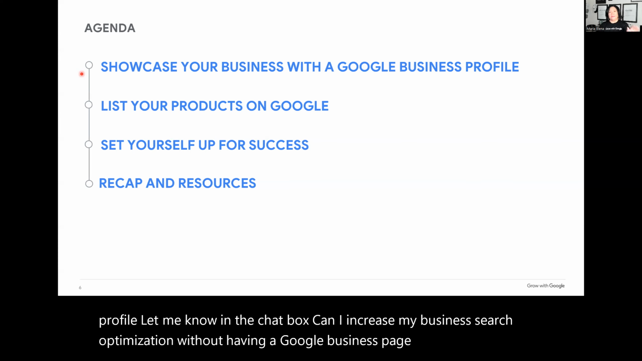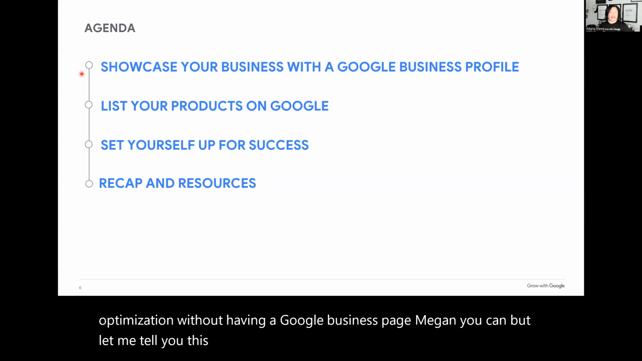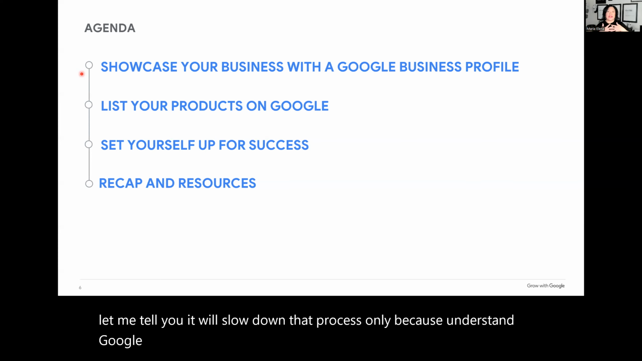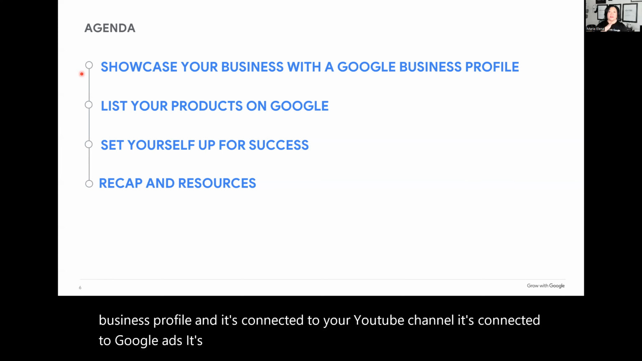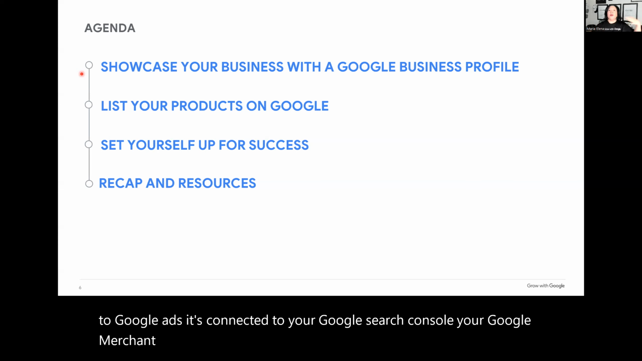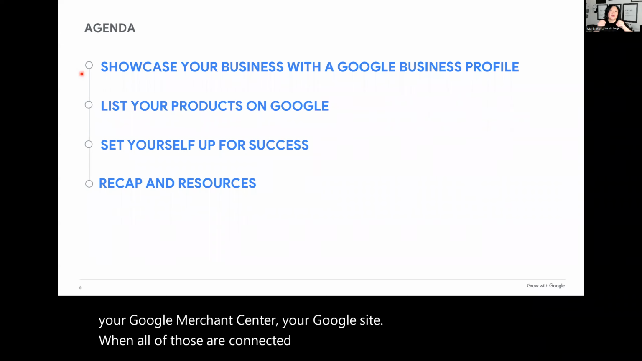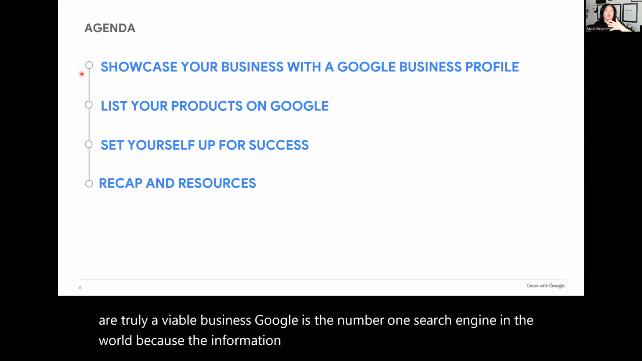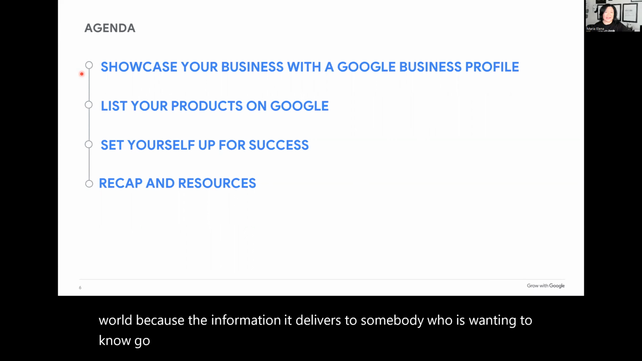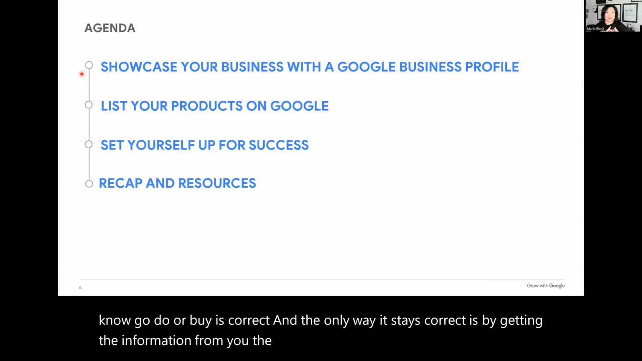Megan, you can, but let me tell you this, it will slow down that process, only because understand Google tools all communicate with each other. So when you have a Google Business Profile and it's connected to your YouTube channel, it's connected to Google Ads, it's connected to your Google Search Console, your Google Merchant Center, your Google site, when all of those are connected together, it confirms to Google that you are truly a viable business. Google is the #1 search engine in the world because the information it delivers to somebody who is wanting to know, go, do, or buy is correct. And the only way it stays correct is by getting the information from you, the business owner, and confirming that through several ways.